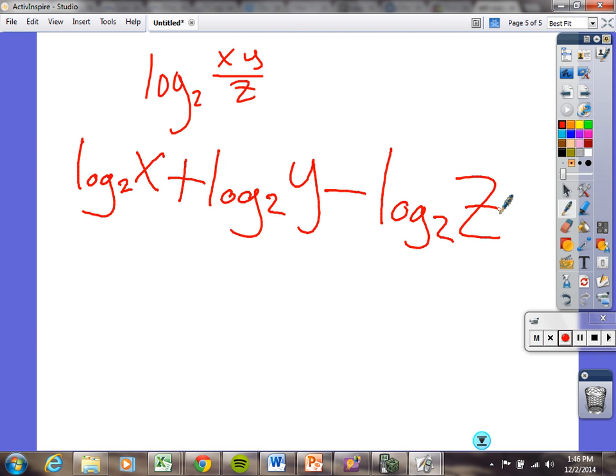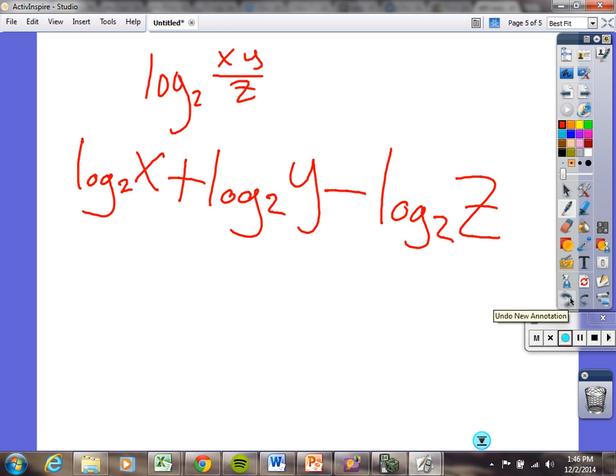How did people get 3 points? Well, some people, a lot of them had plus here. But notice why could this not be the case? Because that means all multiplication, correct? That'd be log base 2 of xyz.